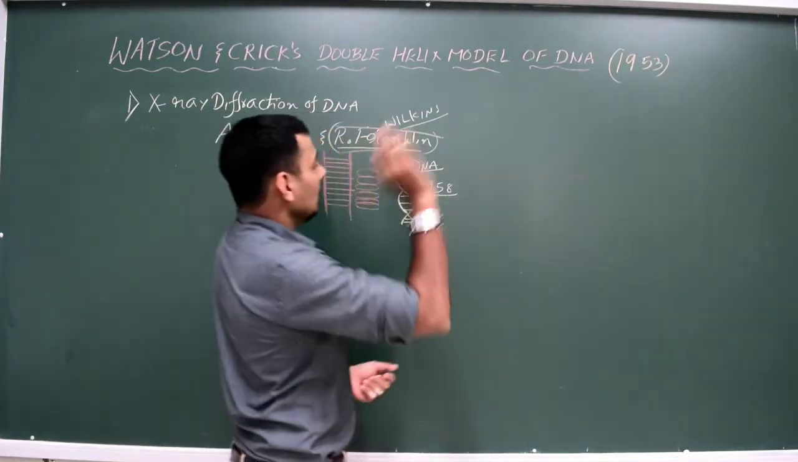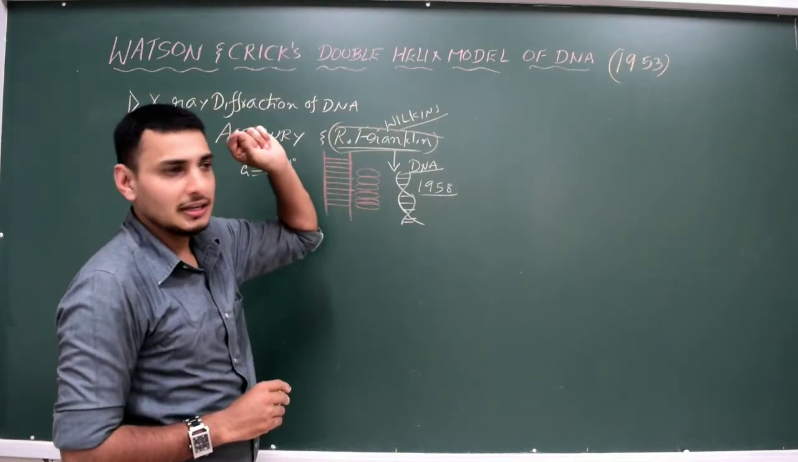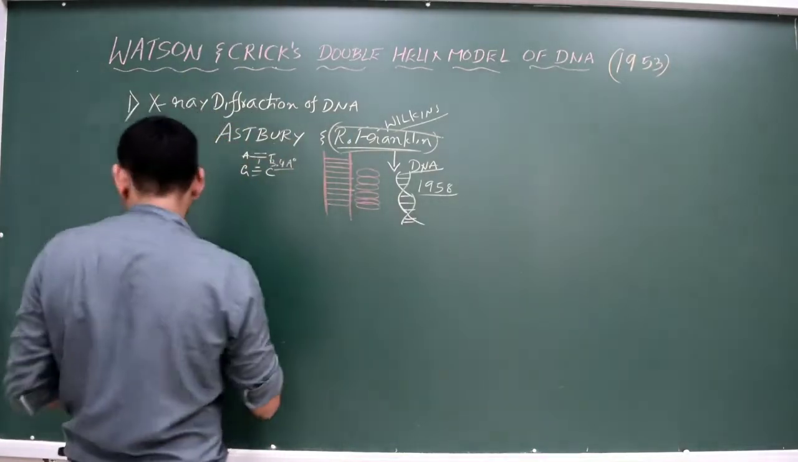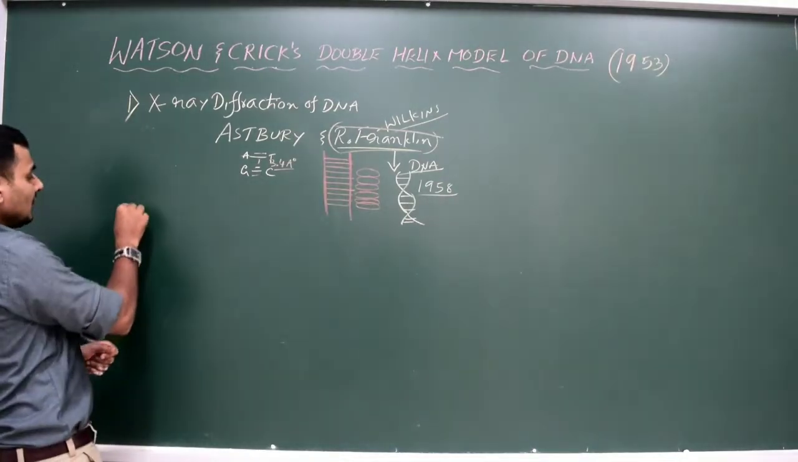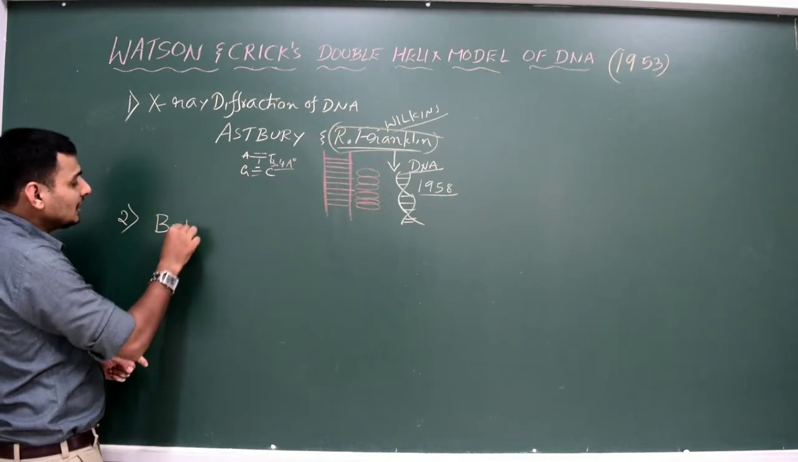That's enough. Now we just focus on Watson and Crick's double helix model of DNA. Here I would like to give one more piece of information, what kind of DNA model they proposed. This is very important. They proposed B-DNA.